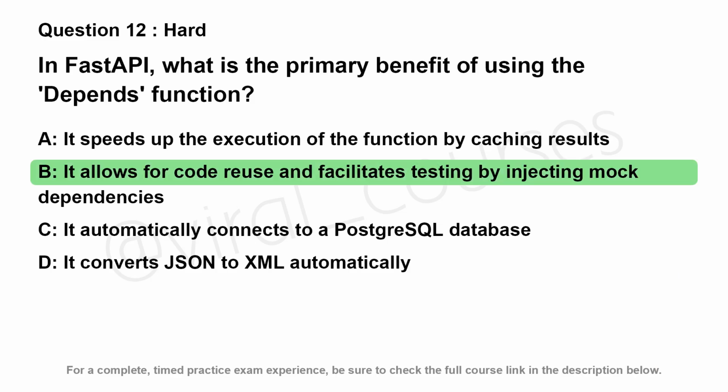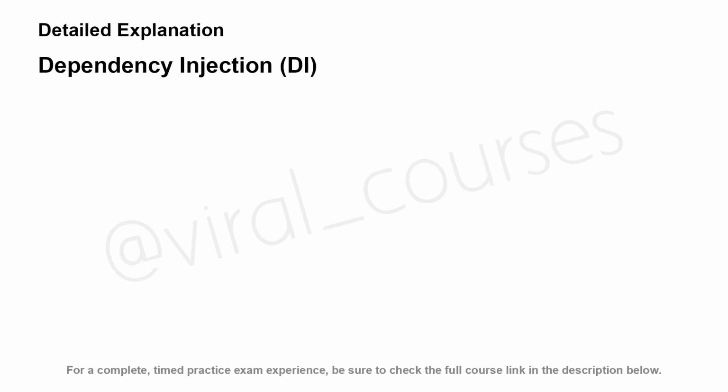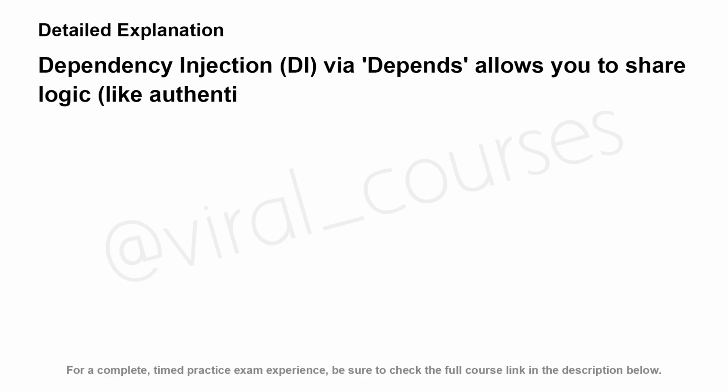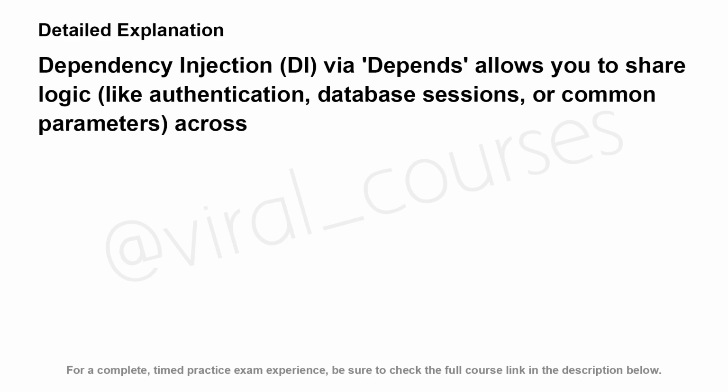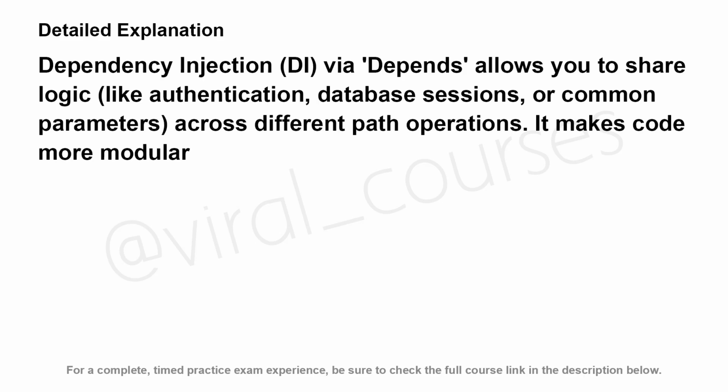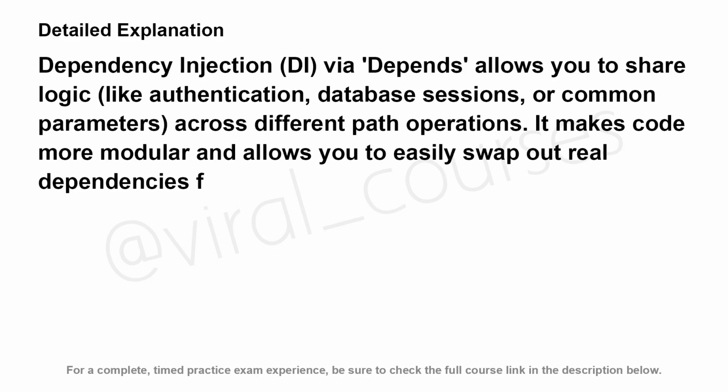The correct answer is B. Dependency injection via Depends allows you to share logic, like authentication, database sessions, or common parameters, across different path operations. It makes code more modular and allows you to easily swap out real dependencies for mocks during testing.